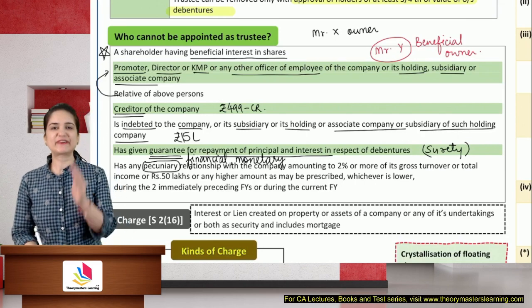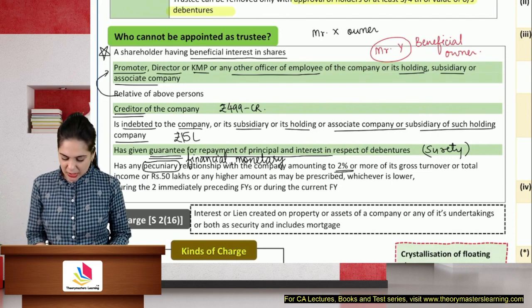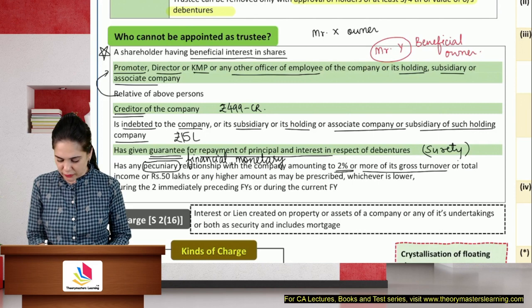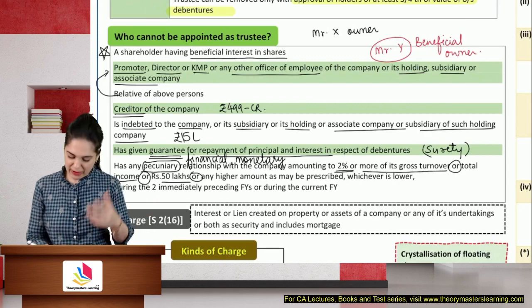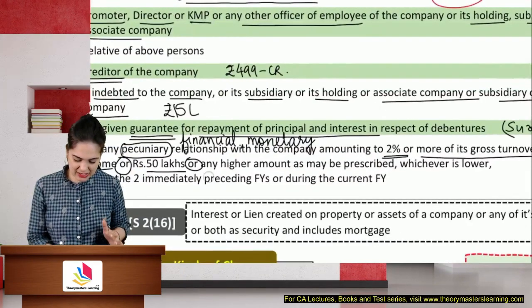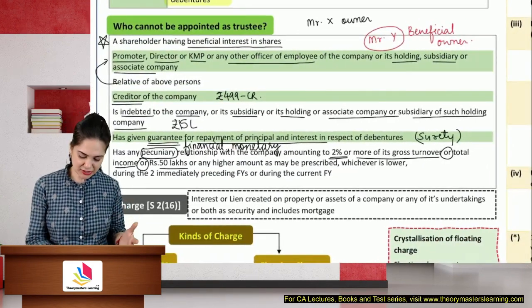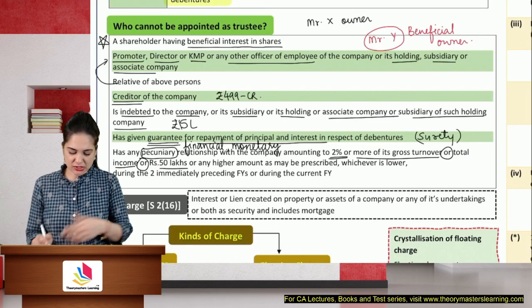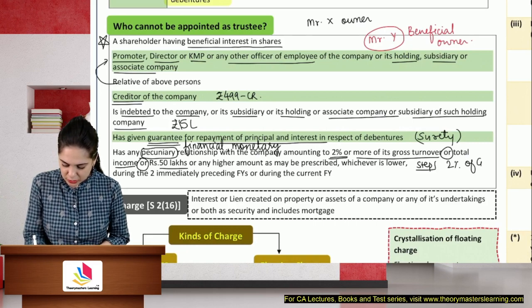Any person having financial or monetary relation with a company amounting to 2% or more of its gross turnover or total income or 50 lakhs or any other higher amount as may be prescribed, whichever is lower. Ma'am, we did not understand anything. Let us break and understand. If you are having interest, financial interest of 2% or more of its gross turnover or income, so what we will do is, step number 1, we will calculate 2% of the gross turnover or total income.